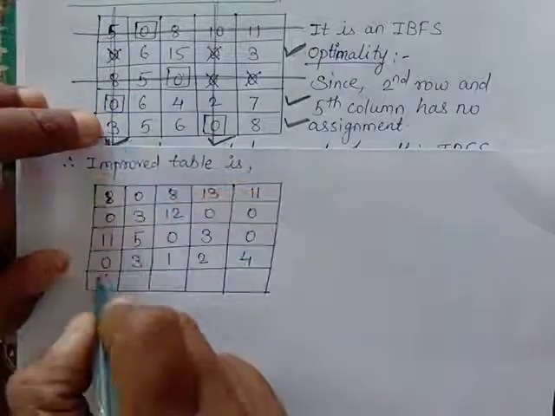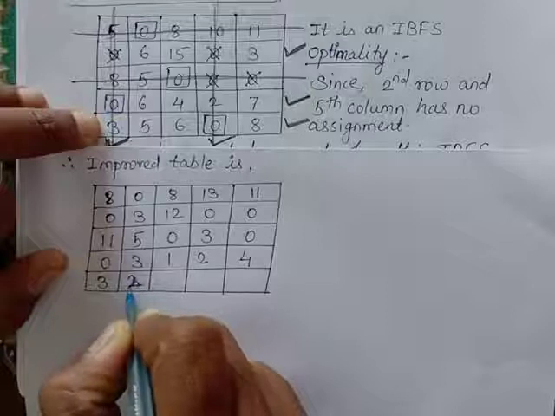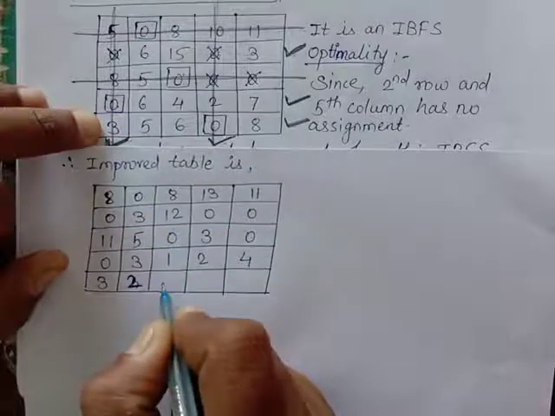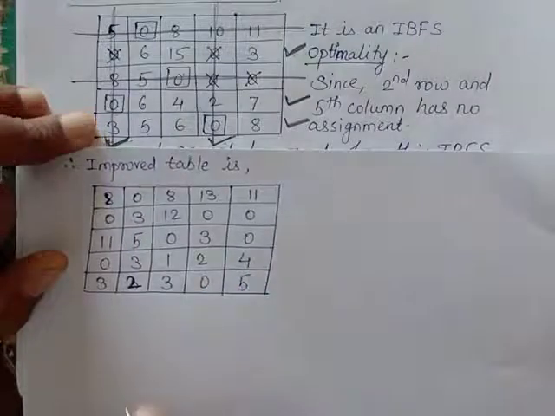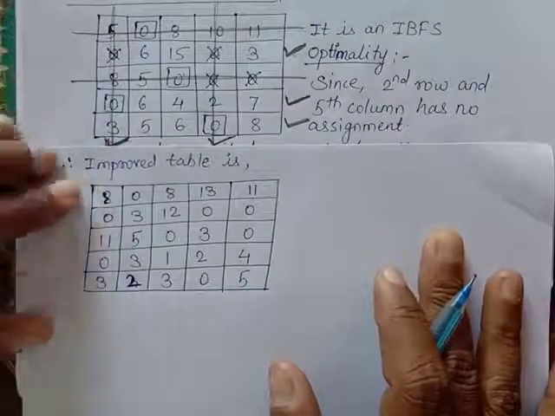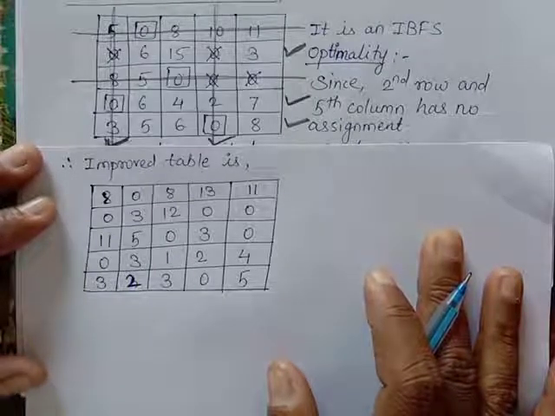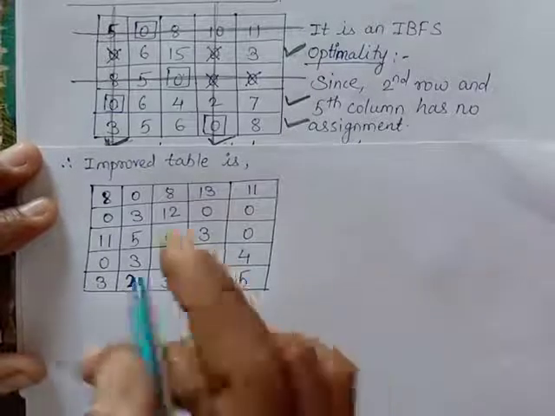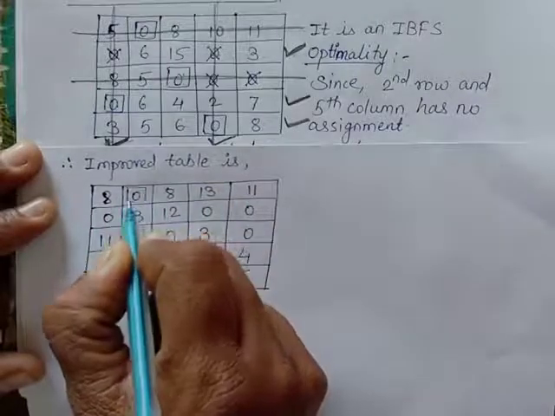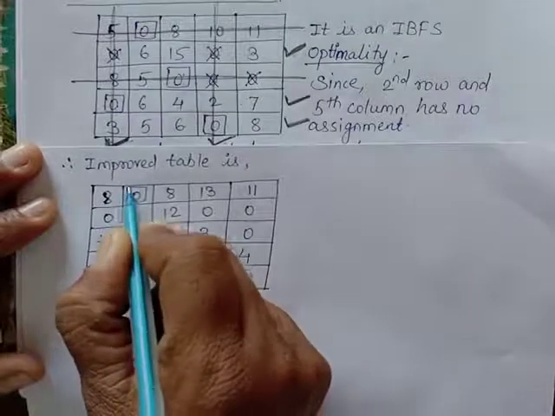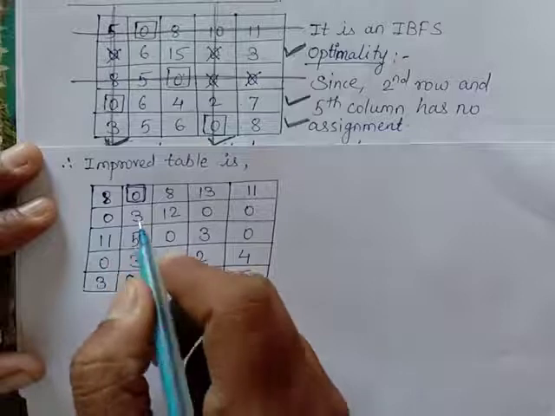This 3 as it is, this 5 will become 2, this 6 will become 3, this 0 as it is, 8 will become 5. As such, this is our improved table. Now here let's try to do the assignment. So now again this row has a single 0, so let me draw a square. I will assign that one by covering it by a square, okay.